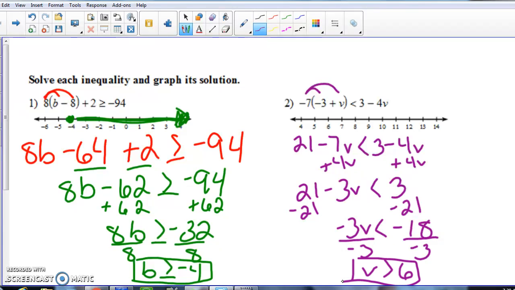Again, I have to graph the solution. So I go to the number line. Because it just says greater than and not greater than or equal to, at positive 6, there's actually an open circle. Again, I have to worry about shading. Greater than 6, the numbers greater than 6 are to the right of 6. So, similar to the last problem, shade everything to the right, and then we're good to go.